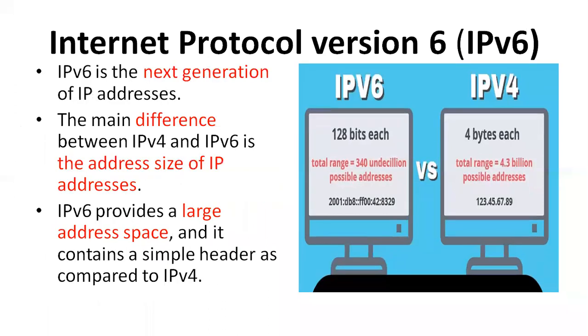And then IP version 6 is the next generation of IP address. Now you are using IP version 4 for each and every system. The main difference between IP version 4 and IP version 6 is the address size of the IP addresses. IP version 6 provides a large address space. It contains a simple header compared to IP version 4. That means in the diagram here, there are large addresses. Here, you are representing the addresses in this way.